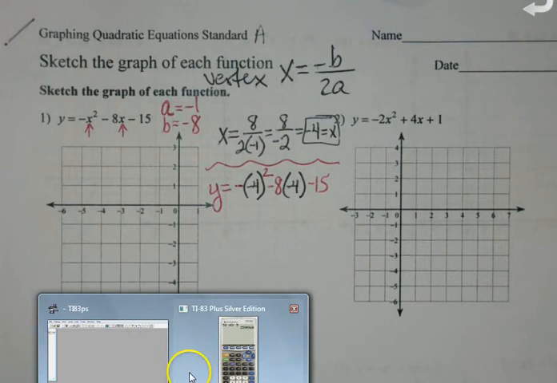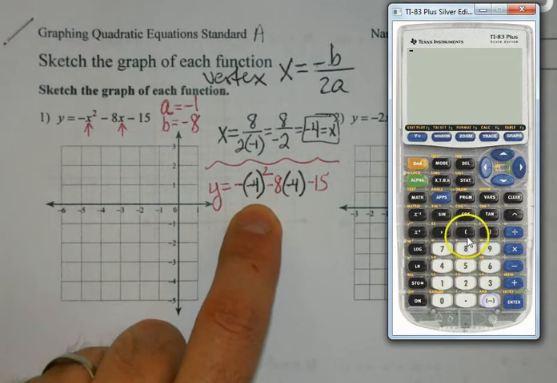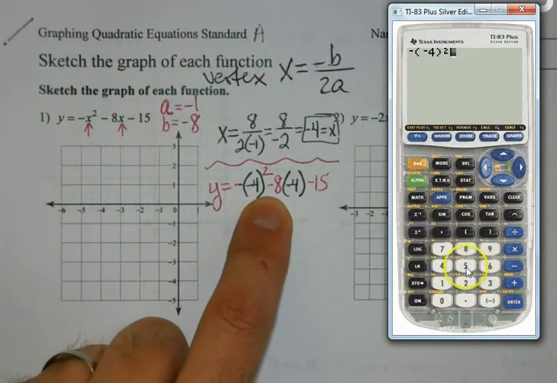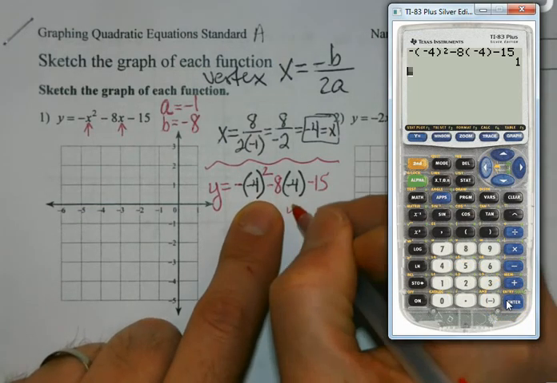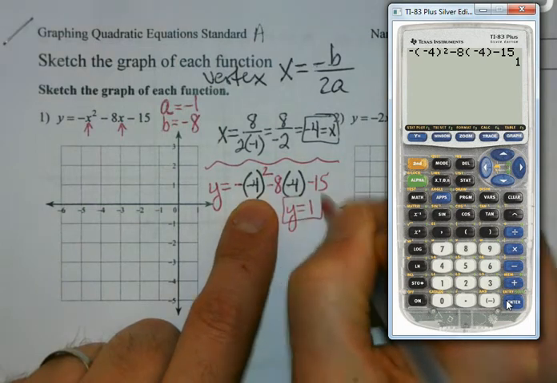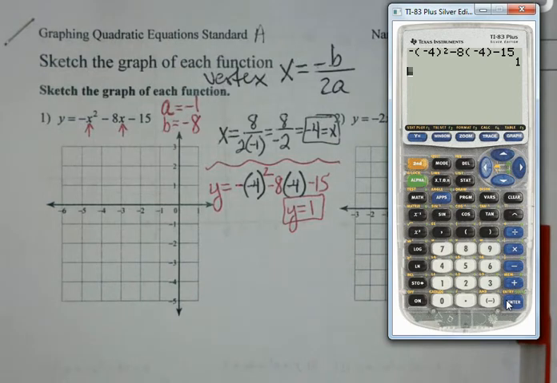Now what I'm going to do here, you could do on any calculator. So this is why I'm going to kind of jump back to the calculator for a minute here. If I type this in, so negative 4 squared minus 8 times negative 4 minus 15. Okay, so my y value is 1. And I have my vertex now with that.